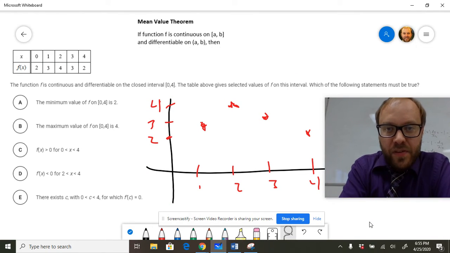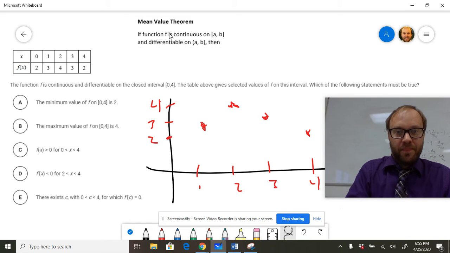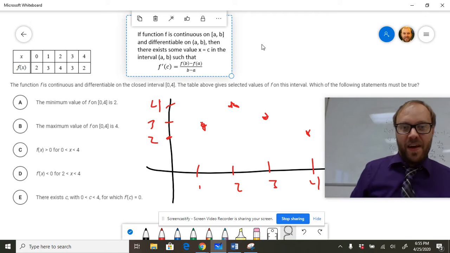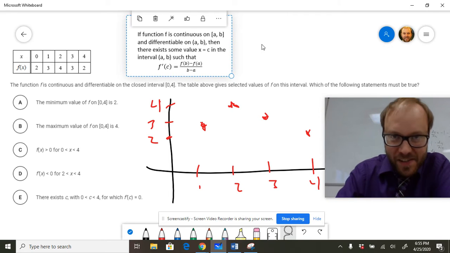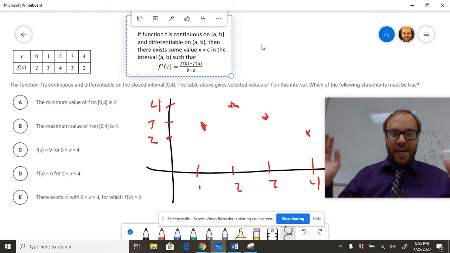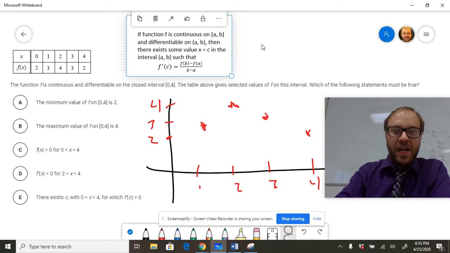We have another example here of a mean value theorem problem. I tightened up the definition of my mean value theorem just a little bit here. If you saw my previous video, we ended up with two possible points, one of which was at the endpoint of the interval and one of which was somewhere in the middle of the interval.